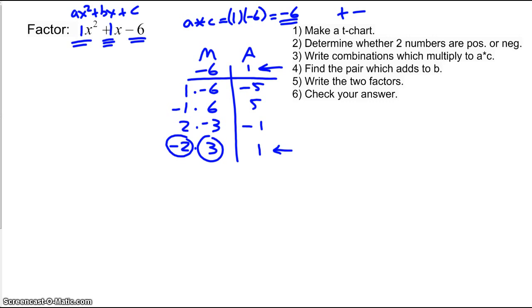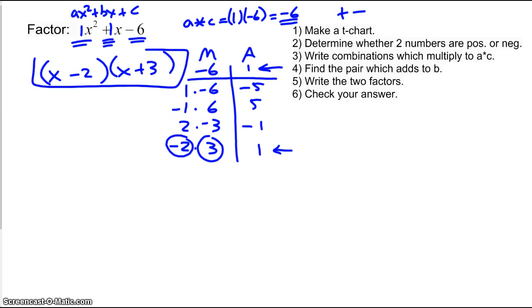So then I can write out the two factors. I always put an x here, and then I would put an x here, and then I fill in the two numbers. So I'm going to fill in a negative 2 and a positive 3. And that's all there is to the procedure right there. That's how we find the two numbers.